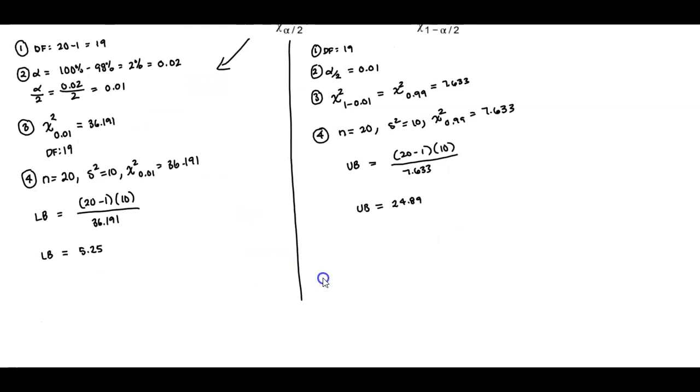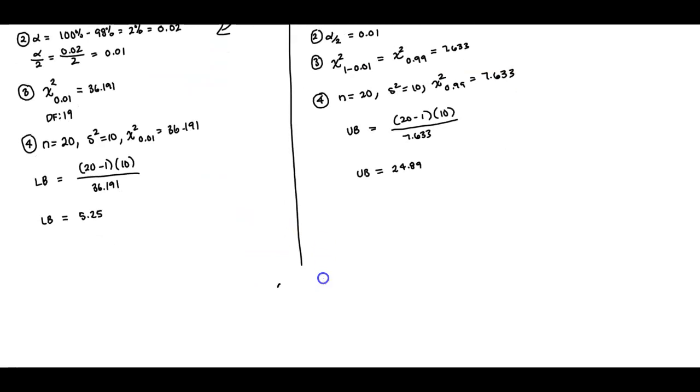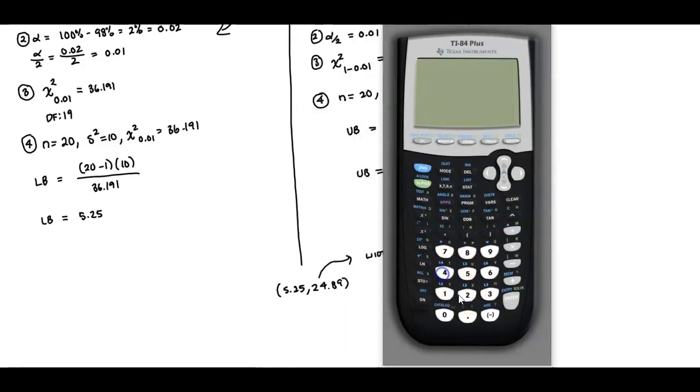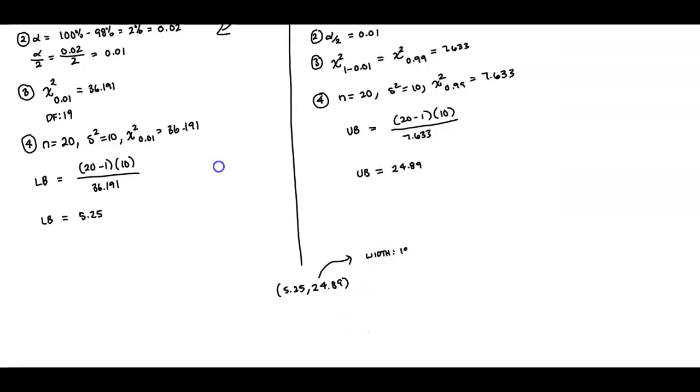Okay, so let's take a look at this interval. In this interval, we have a lower bound of 5.25 and an upper bound of 24.89. So what is the width of this interval? Well, the width of this interval is taken by 24.89 and then subtracting 5.25, and that gives us 19.64.